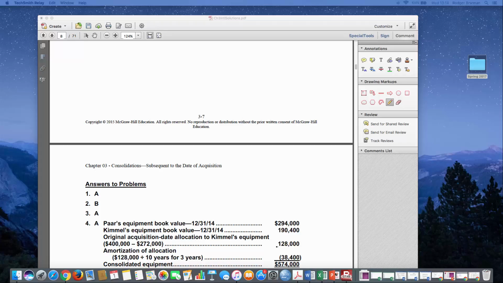Now, remember that this is allowed under GAAP for the parent's own financial reporting. When the parent and subsidiary are consolidated, then you must go to the rules that they talked about in the chapter for consolidation.